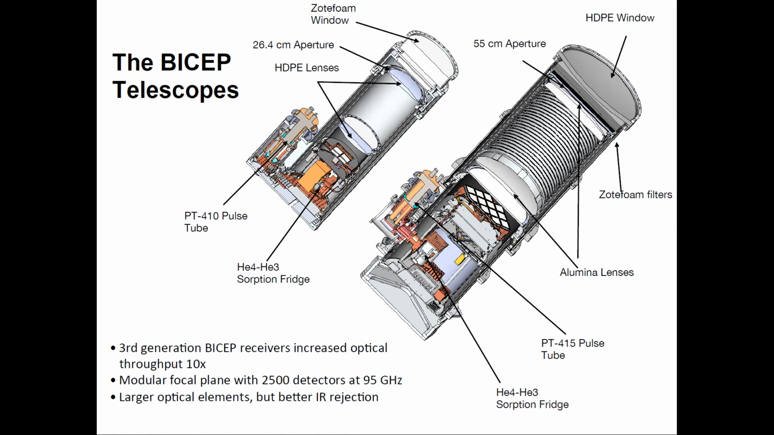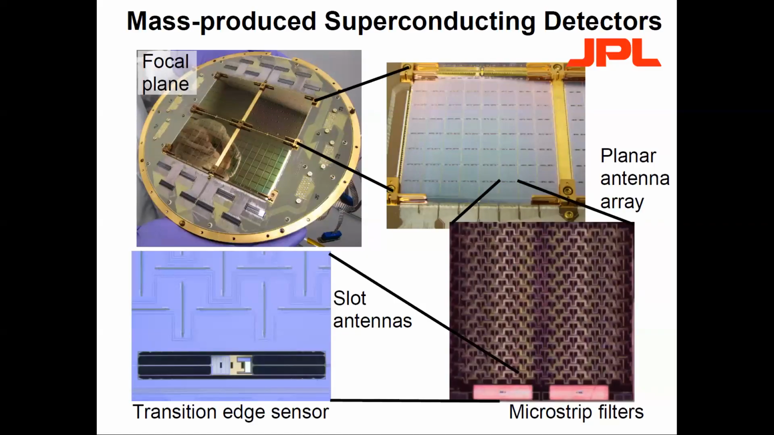So the BICEP telescopes have had multiple generations. This is the previous generation. These were about 1.2 meters long. The current generation is about 2 meters long. It's got a 50-centimeter aperture. So this is a low-resolution telescope at these microwave frequencies. But we have very high optical throughput. We observe simultaneously a patch of sky that's like 20 degrees across, a large instantaneous field of view. And we can pack a lot of detectors into the focal plane, 2500 at 95 gigahertz in the current generation. And that's the name of the game, is just to get more and more detectors on the sky to push down our sensitivity to r.